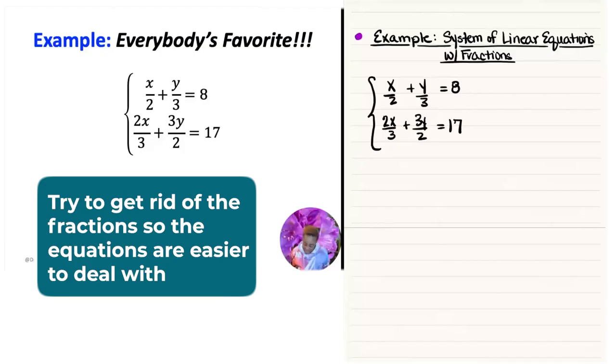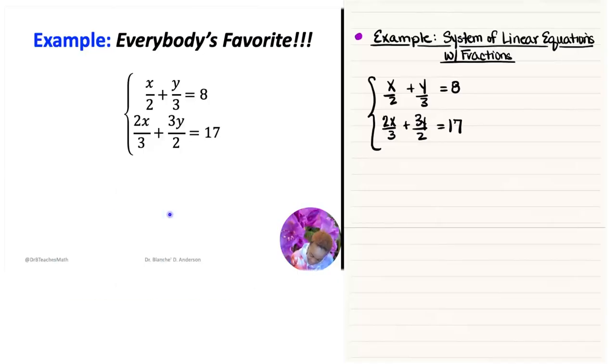Before I do anything, I need these equations to look like they got some sense, right? So if I need them to look like I got some sense, what can I do to this first equation? If I multiply everything by a common denominator, what's going to be a common denominator of 2 and 3? Remember, think of your multiplications. 2, 4, 6, 3, 6. Oh, 6 is in common.